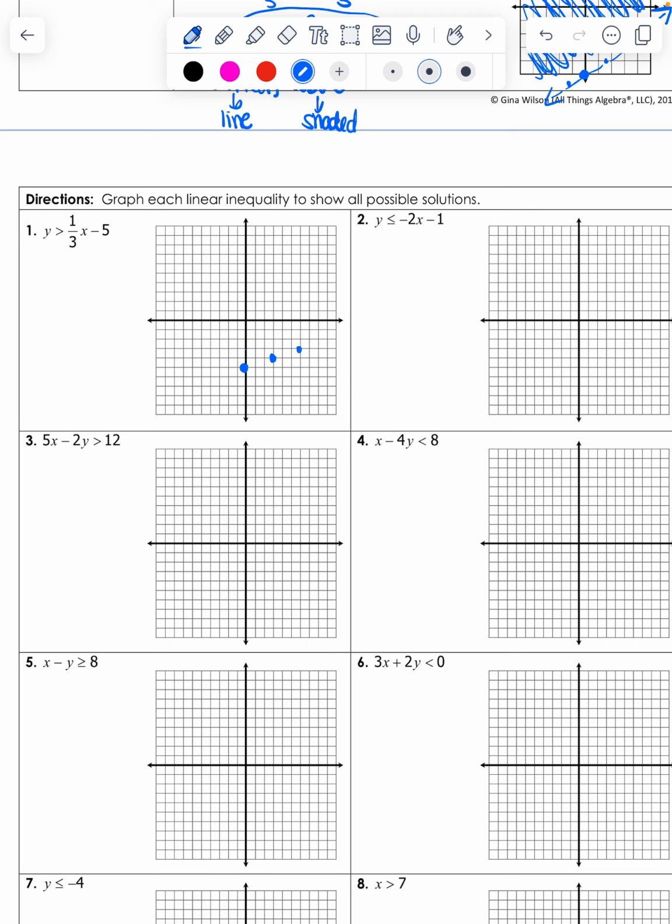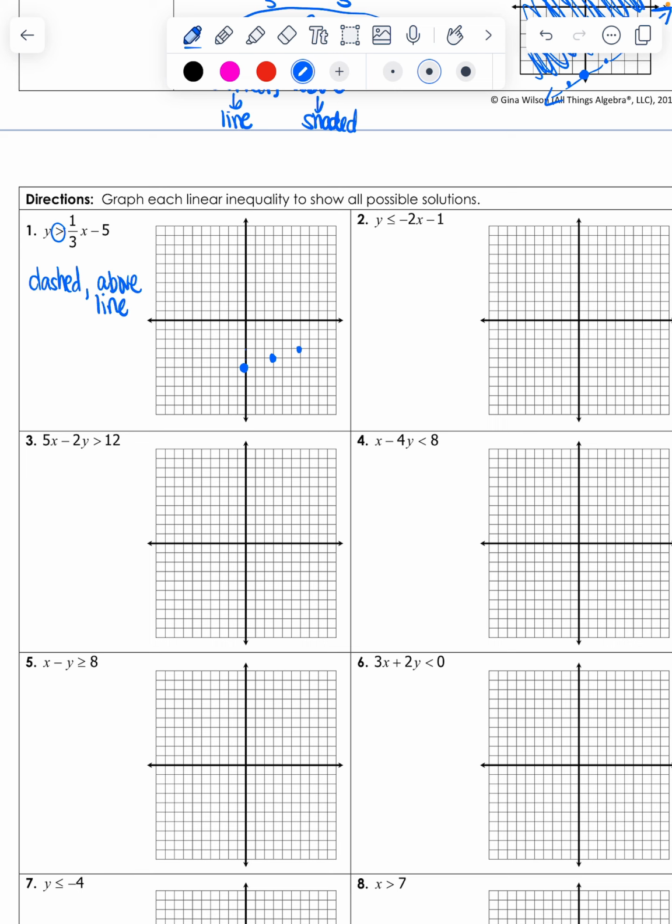up 1/3, that's fine. And then we have to make sure we realize when we go to connect the line, we have to see the symbol and understand, okay, this symbol means it's going to be dotted or dashed, however you want to call it. And greater than means above the line.